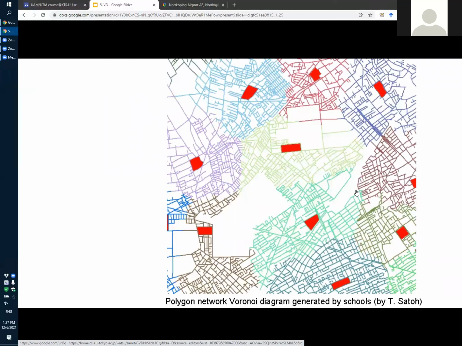Here are some more examples. Again, you have these schools, the red schools, and then the question is how do you split the city into the schools so that the kids travel to the schools as little as possible.